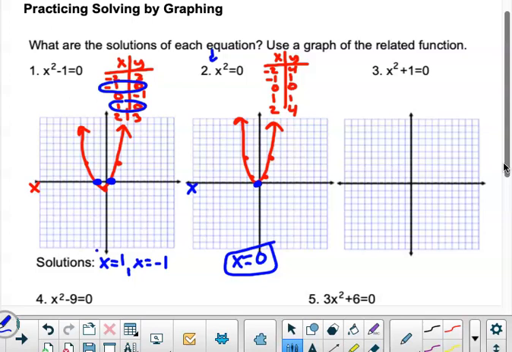So this one had 2 solutions. The one that we just looked at had 1 solution. Let's look at this next one and see what else is possible. So x squared plus 1 equals 0. Let's make a chart for that.